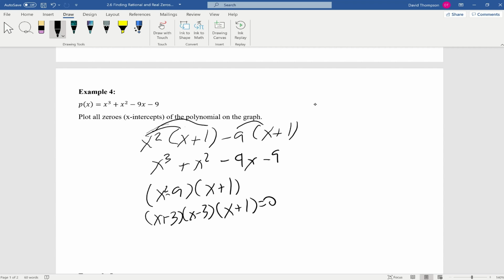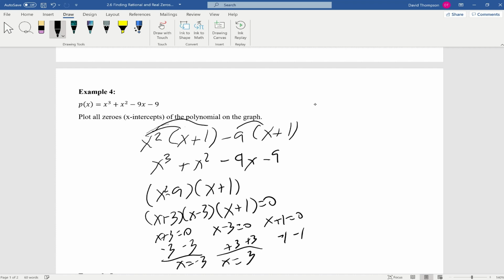So our zeros are going to be, we have x plus 3 equals 0. We're going to subtract 3 from both sides. That's going to give us x equals negative 3. We have x minus 3 equals 0. Add 3 to both sides. That's going to give us x equals positive 3. And then we have x plus 1 equals 0. Subtracting 1 from both sides, that's going to give us x equals positive 1. Or sorry, negative 1.